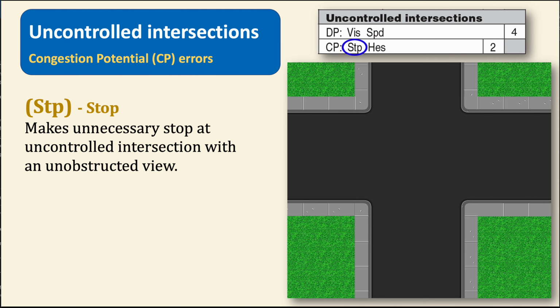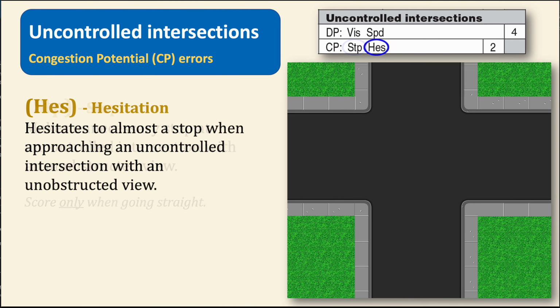Next up is the stop penalty. The applicant makes an unnecessary stop at an uncontrolled intersection with an unobstructed view. So if there's nothing around, they make a complete stop and then continue on. I'm going to score this. But again, only when they're going straight. Hesitation is pretty similar. Hesitates to almost a stop when approaching an uncontrolled intersection with an unobstructed view.